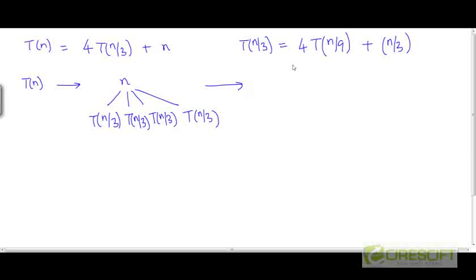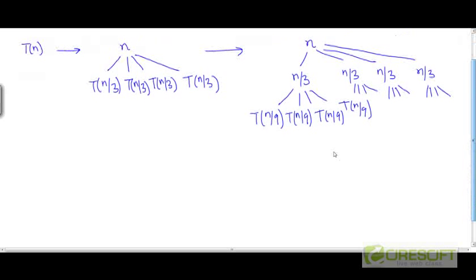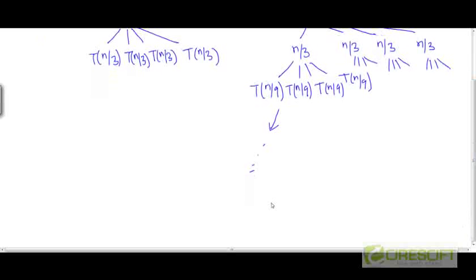So when we expand the recursion tree to one more level, a node of the form T of n by 3 will be replaced by n by 3 and 4 children, each being T of n by 9. Each of these nodes will have 4 children, and all the children will be T of n by 9. We can go on expanding the recursion tree until we hit subproblems of size 1. So at the end, the tree is going to look like this.